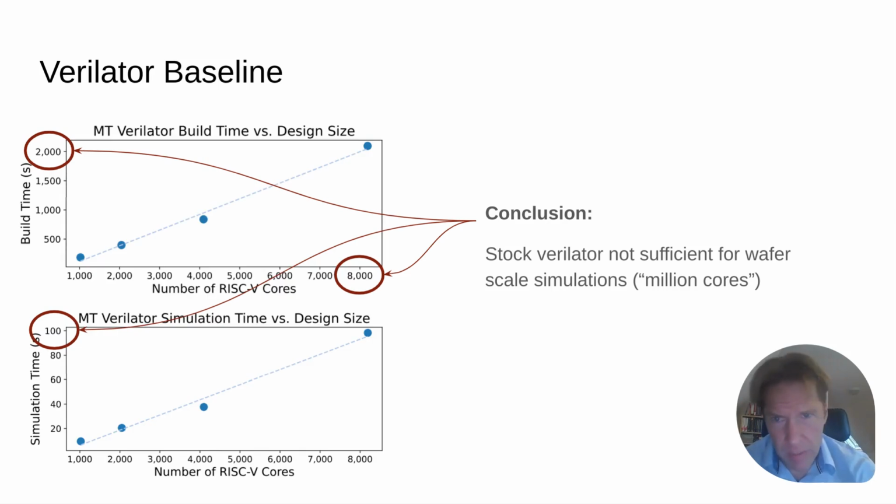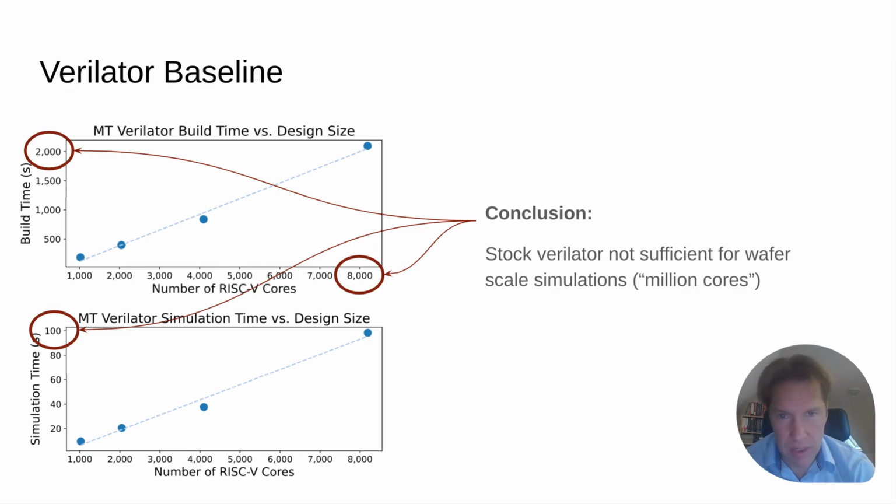So looking at a baseline, couldn't we do this in Verilator? Verilator was not built to compile to cloud scale. It's built for multi-threaded shared memory machines, and so we ran some experiments to start off with, and quickly saw that both the build times and the simulation times are not going to get to 1 million cores. This is showing values for up to 8,000 cores, and we see that for build time we're already at 2,000 seconds for 8,000 cores, and then we have over 100x to go after that.